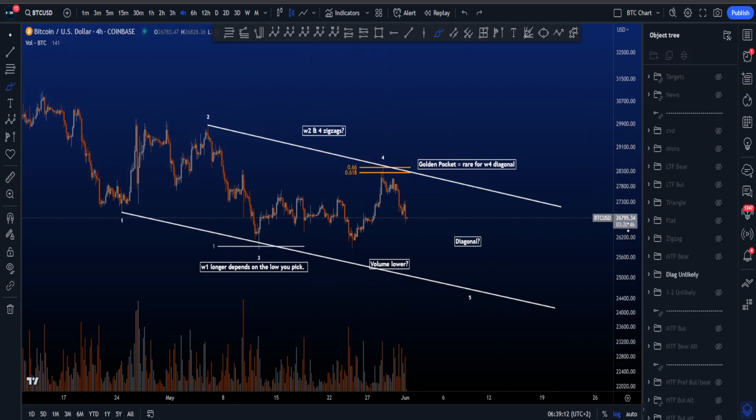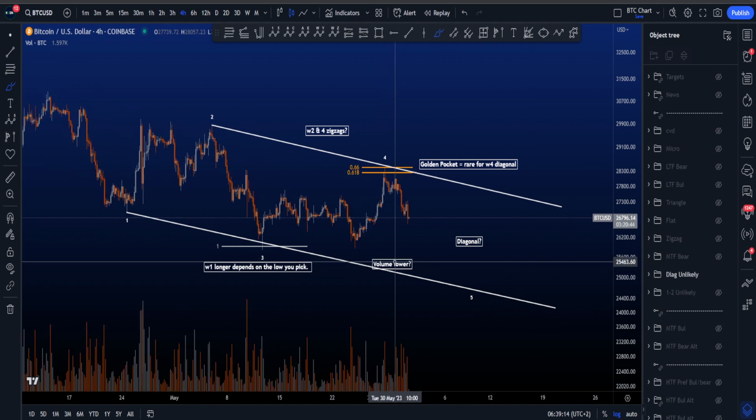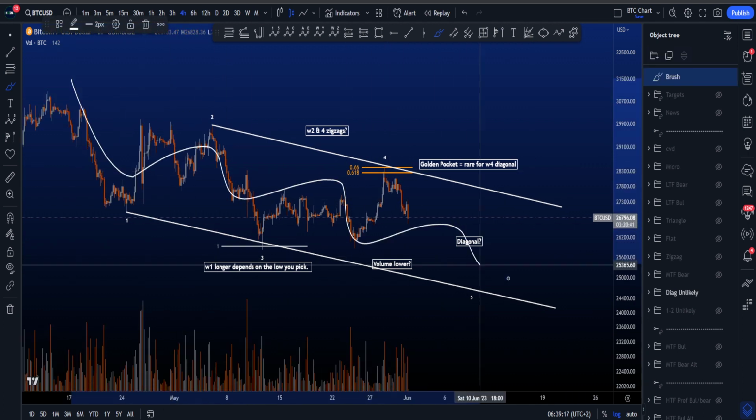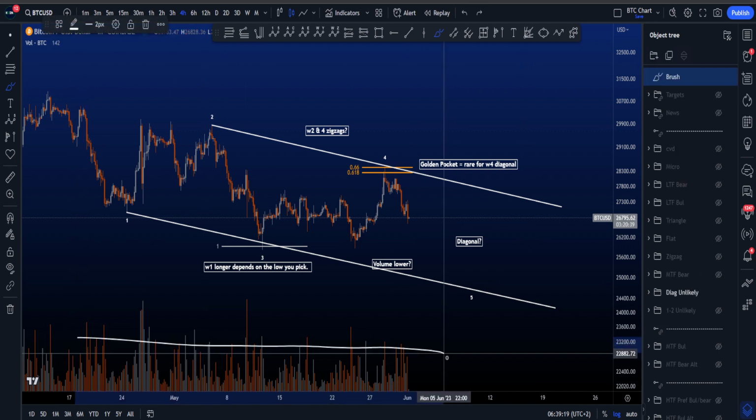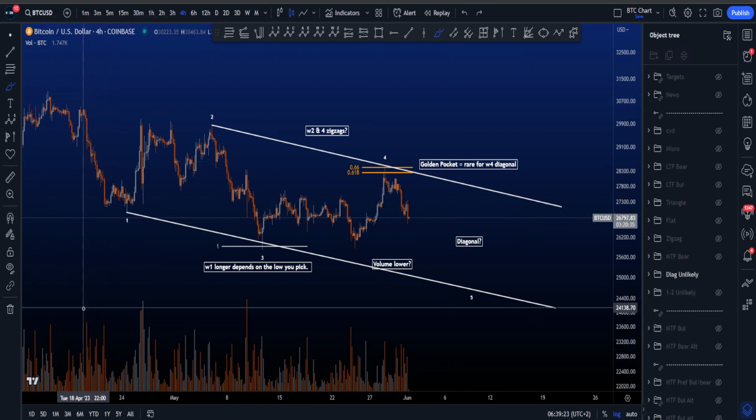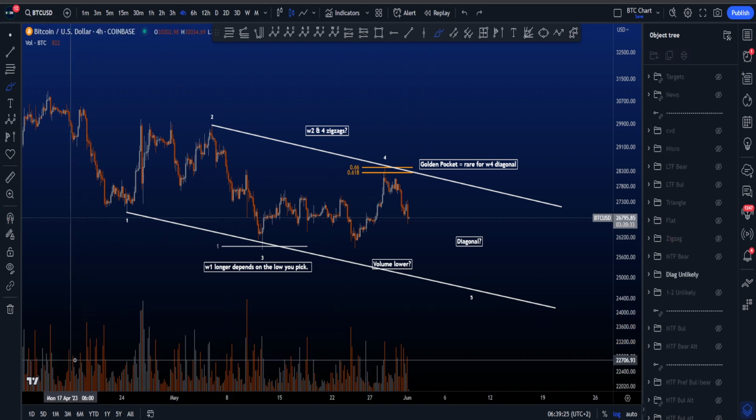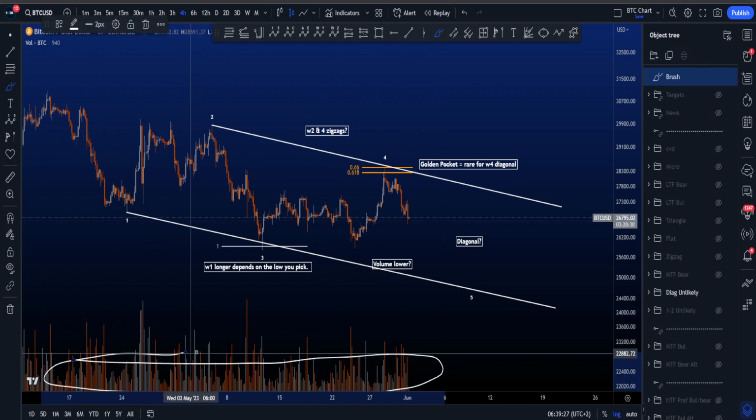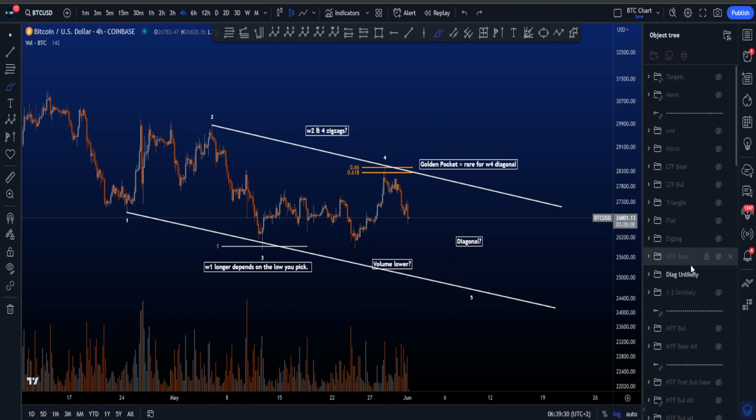in a diagonal. And lastly, if this is a diagonal, you want to see volume going down while the pattern is evolving. But as you can see, the volume has been pretty stable, I would say, already from the beginning. It's not like a clear trend to the downside. Instead, it looks pretty stable to me. So volume is not really on the side of a diagonal as well.